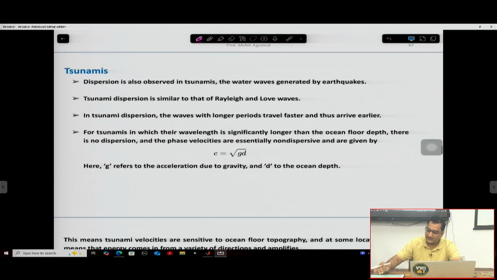Now thereafter we discussed tsunamis, and tsunamis also display the phenomenon of dispersion similar to the Rayleigh wave and the Love wave. For the longer period tsunami, that is comparable to the depth of the ocean floor, the phenomenon of tsunami dispersion will be absent, and in that case the phase velocity will simply be equal to the square root of g times d, where g is the acceleration due to gravity and d is the ocean depth.